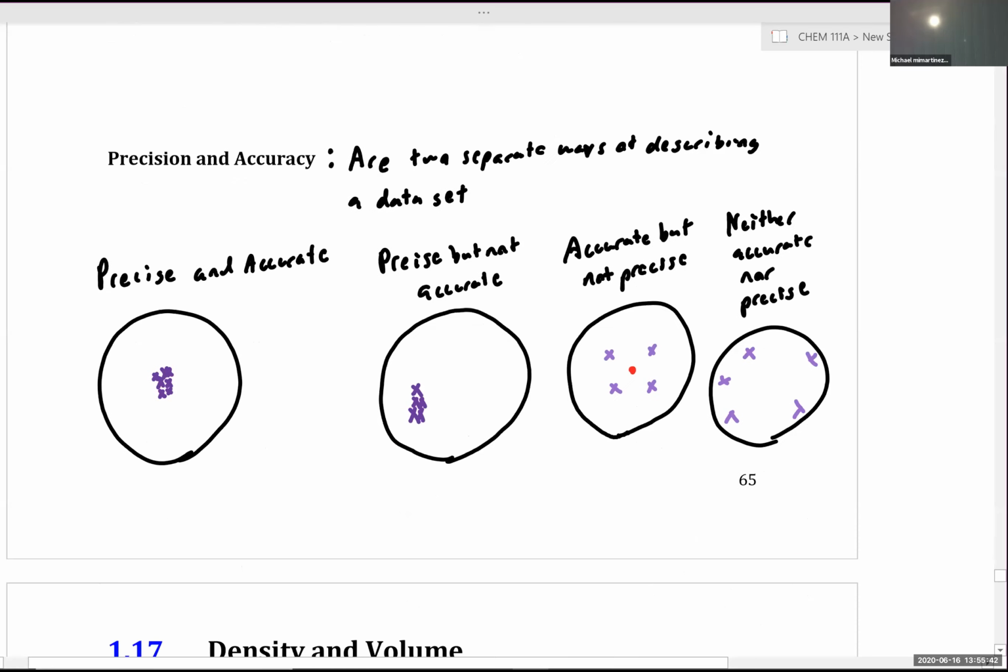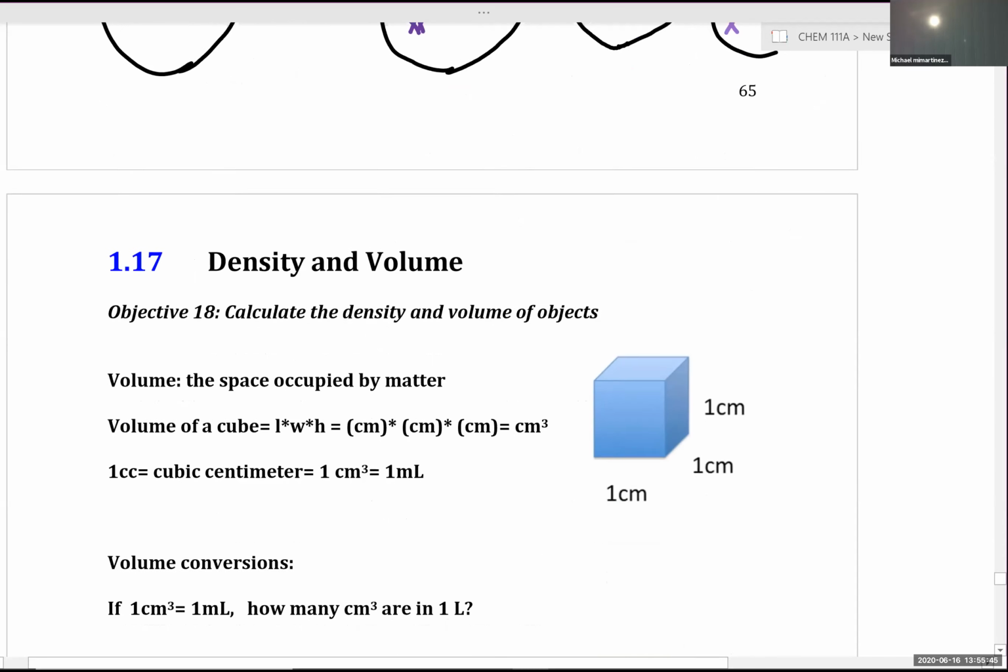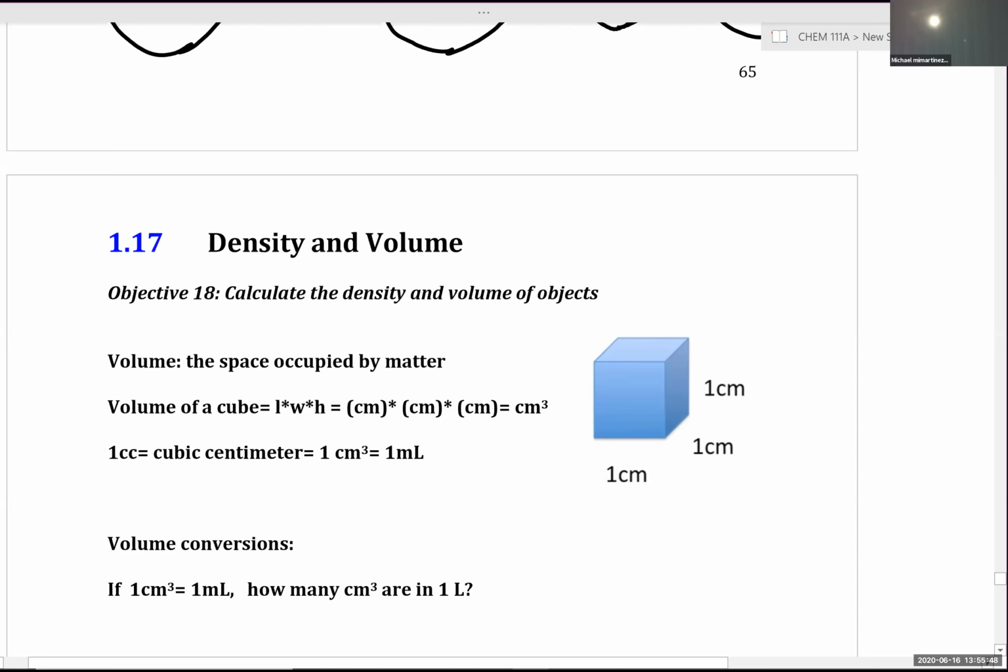Okay, so let's keep going now and let's talk a little bit about density and volume. So, volume is the space occupied by matter. If we wanted to calculate, for example, the volume of a cube, it's length times width times height. The units of volume are typically going to be centimeters cubed, also known as cc's if you happen to be in the medical profession, which is a cubic centimeter. And a centimeter cubed is equal to 1 milliliter. You should remember this conversion factor as it will be very useful.